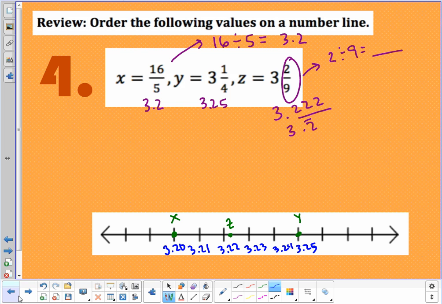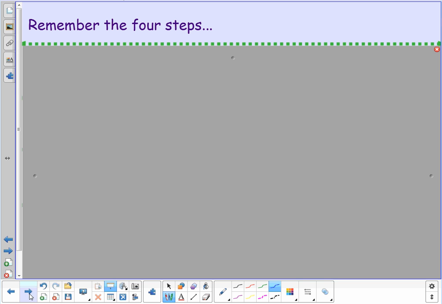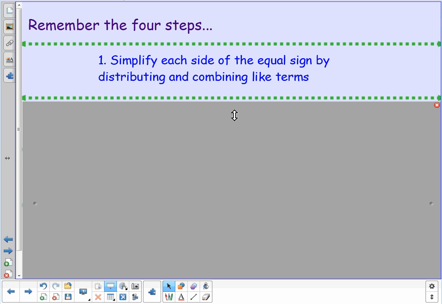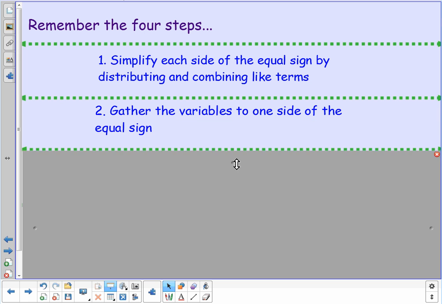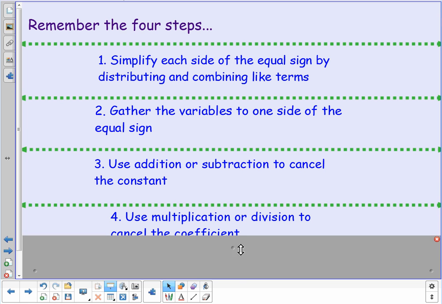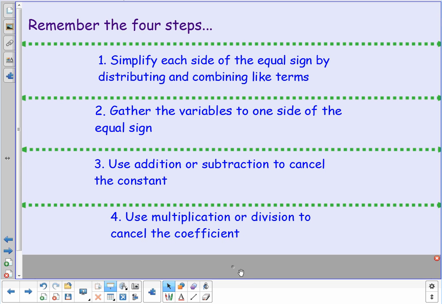All right, so now let's just refresh our memories from yesterday. You don't have this on today's note sheet, but you did write this down on yesterday's note sheet, so you can refer back to that if you need to. But the 4 steps to solving equations, first thing we did was simplify each side by distributing and combining like terms. Then after that, we gathered the variables to one side. Then we canceled the constant using addition or subtraction, and then we canceled the coefficient using multiplication and division.